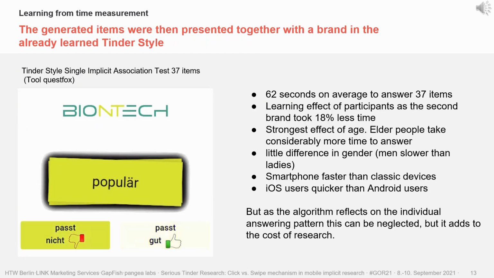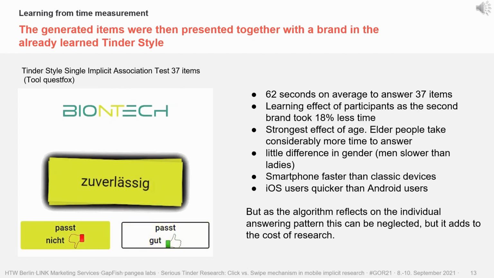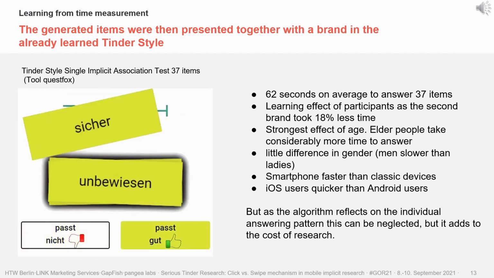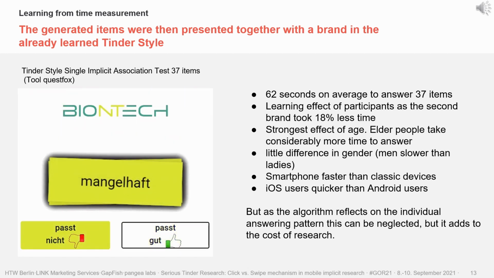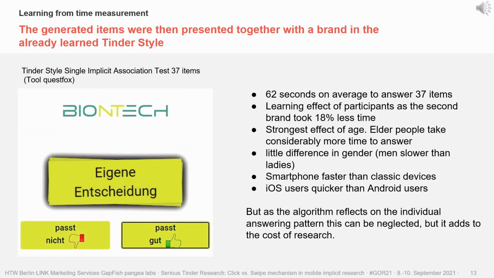The items derived from the AI tool NeuroFlash were integrated into the implicit Tinsort question type in QuestFox. The respondents could either click or swipe the items to the left or to the right. A list of 37 items was answered on average in 62 seconds. Every participant had 2 rounds with 2 random brands, where the first round took around 68 seconds and the second round only 56 seconds. So there is some learning involved.